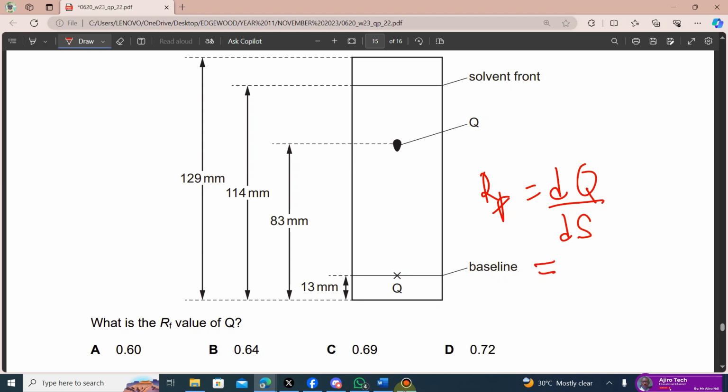What was the distance moved by Q? This is Q, so look at the distance, trace it. According to this, it says 83 millimeters. And the distance moved by the solvent front is 114. So compute that: 83 divided by 114. I have 0.72 as the answer. So that's the end of this paper.